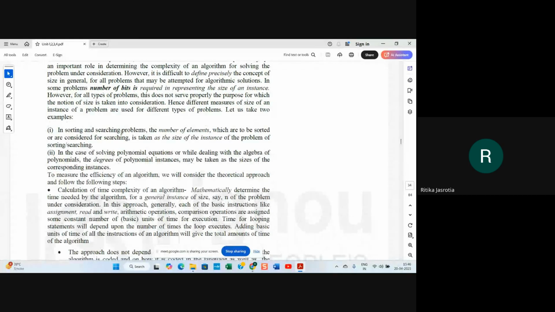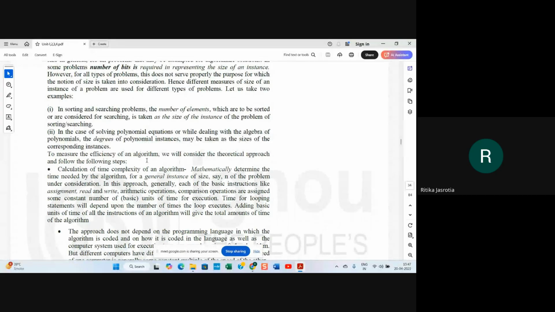In sorting and searching problems, the number of elements which are to be sorted or are considered for searching is taken as the size of the instance of the problem, right? If it is searching and sorting, how many elements you have to sort, and how many elements you have to search, that is the size of the instance. In the case of solving polynomial equations or while dealing with the algebra of polynomials, the degree of polynomial instances may be taken as the size of the corresponding instance. How many degrees are there, right? So that polynomial, that is the instance.